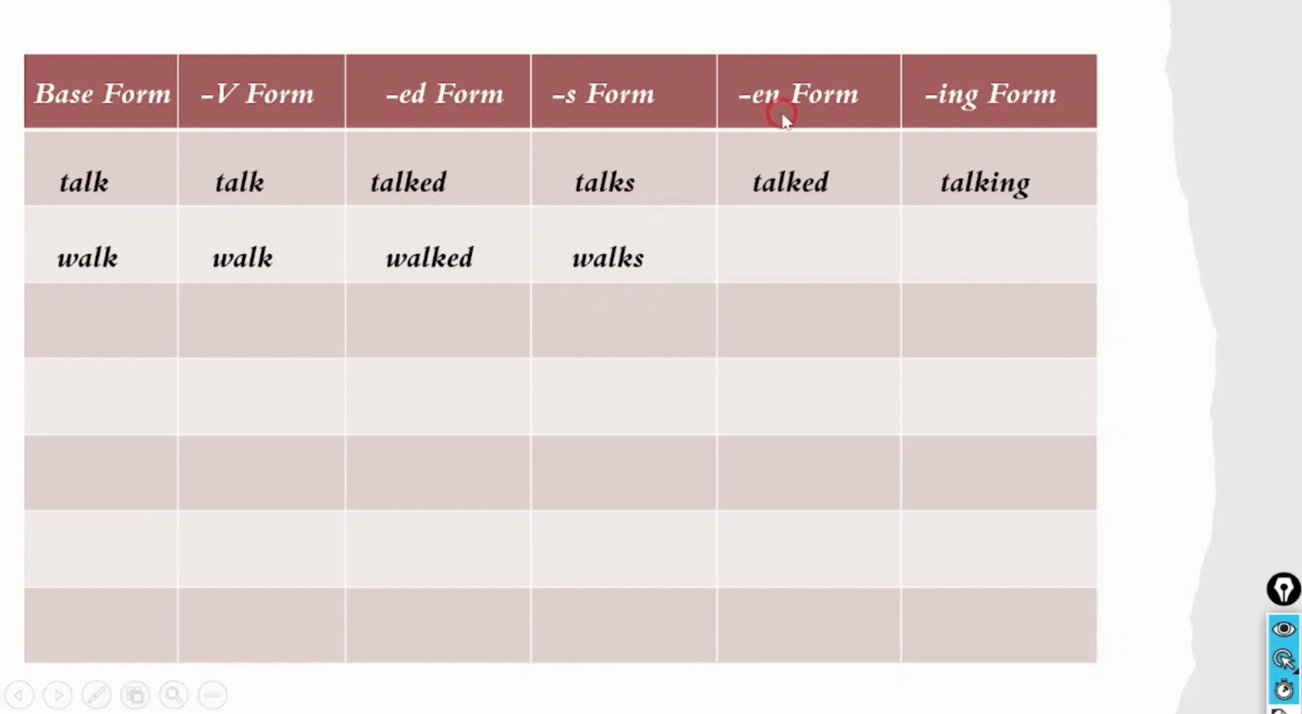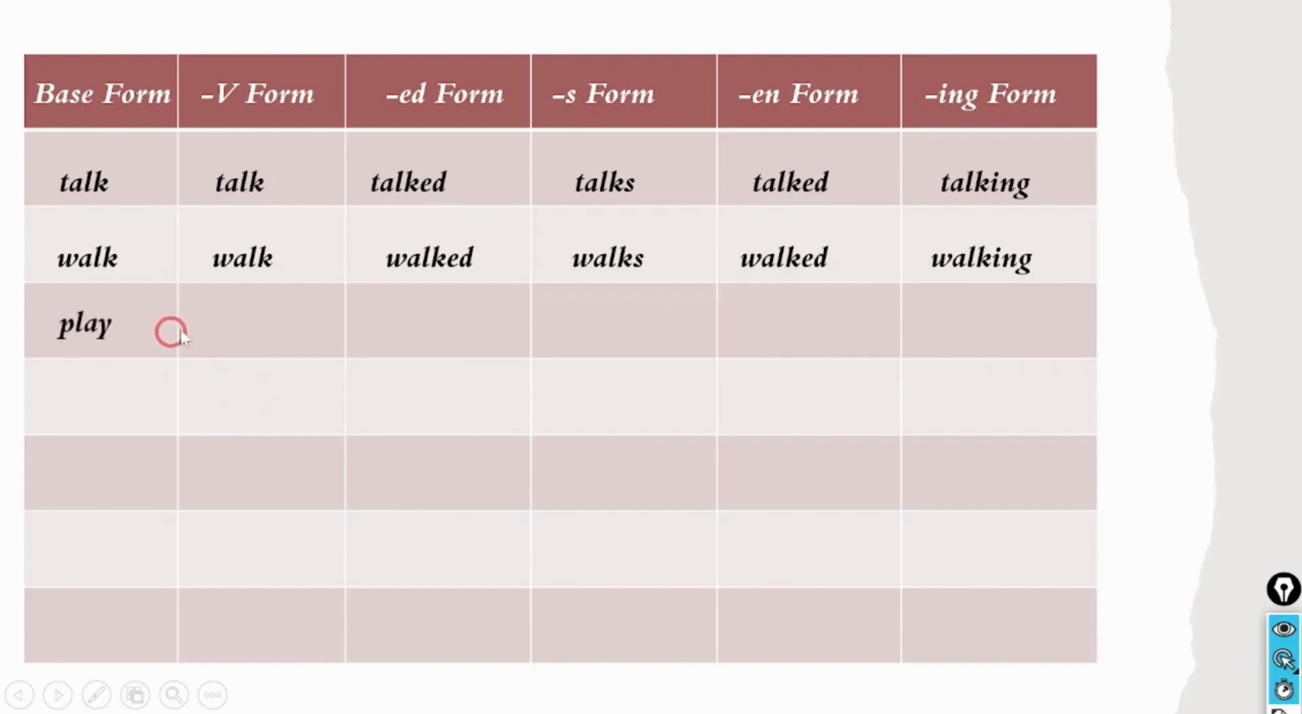Then for the en form, walk doesn't carry that, it just becomes walked. And then we can add ing: walking. So you are saying he is walking as he is going to work, an event that is happening right now.